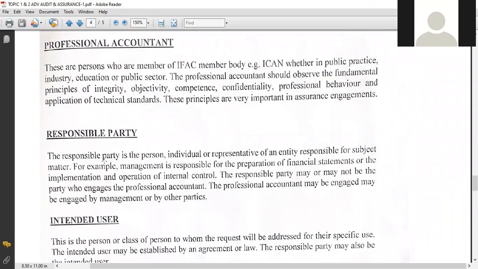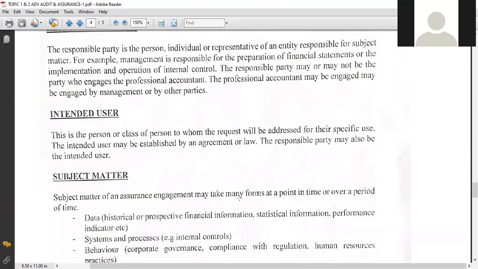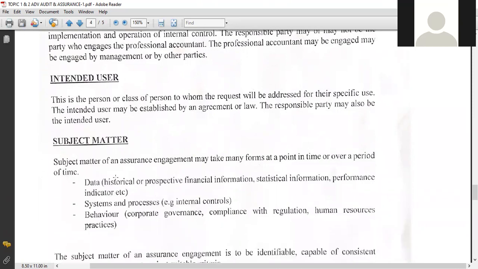Then the responsible party is a person or individual or representative of an entity. This might be the accountant, financial controller. Management is also responsible, internal control, and the like. Then the intended user may be the investors, a class of persons to whom the report will be addressed for their specific use, and so on.